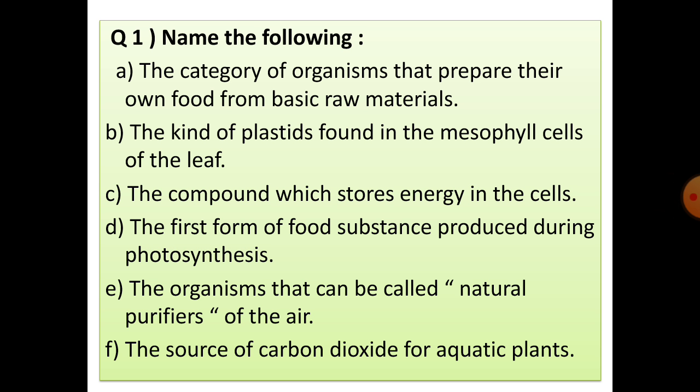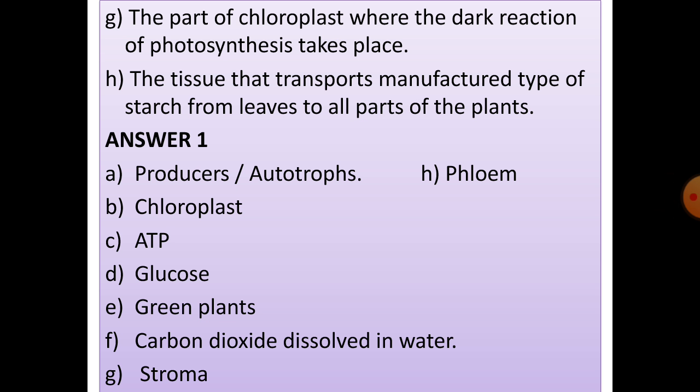E. The organisms that can be called natural purifiers of the air. F. The source of carbon dioxide for aquatic plants. G. The part of chloroplast where the dark reaction of photosynthesis takes place. H. The tissue that transports manufactured starch from leaves to all parts of the plant.